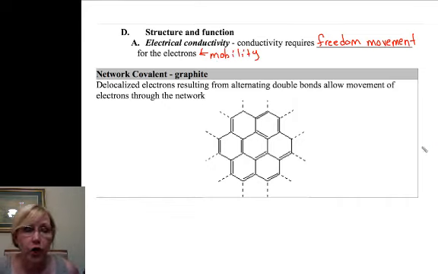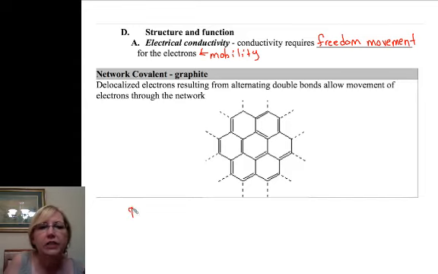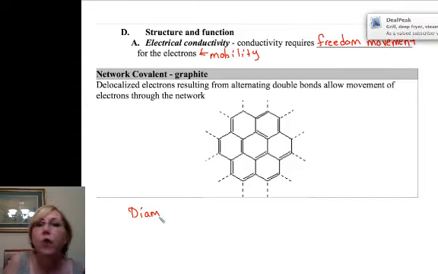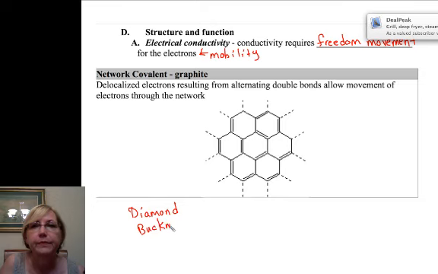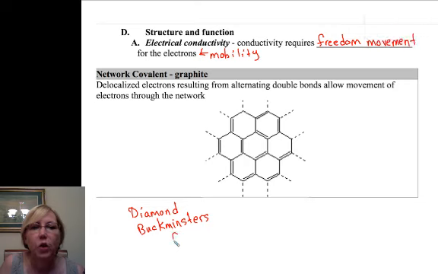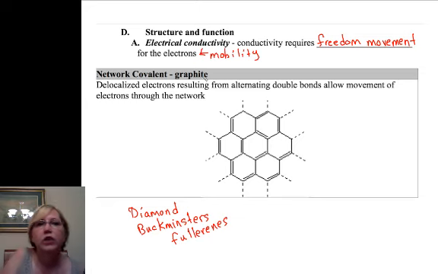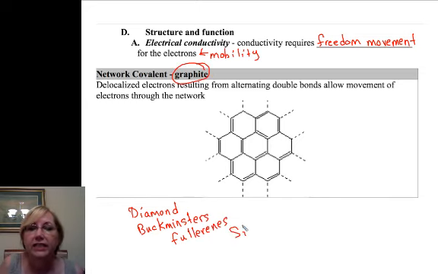Now, with network covalent, we have a variety of network covalent. We talked about diamond, which is one of the allotropes of carbon, Buckminster fullerene. So Buckminster fullerenes, there's a whole class now of fullerenes. And we're going to look at graphite in just a minute, silicon dioxides, silicon, all of these are that ongoing network of covalently bonded substances. Mostly they don't conduct for network covalent, but there are a few that do.